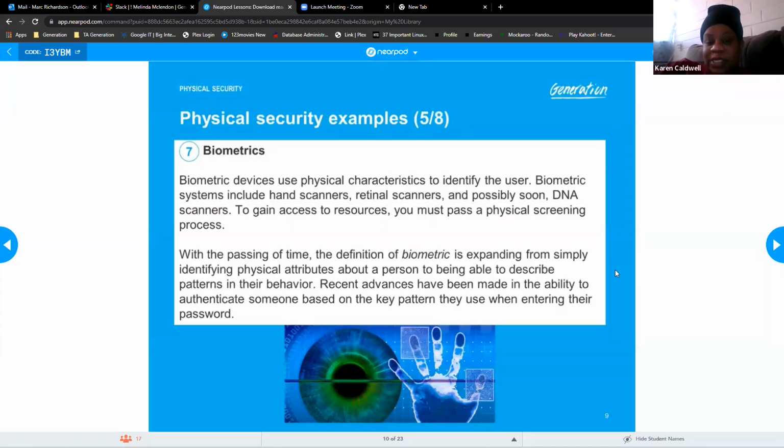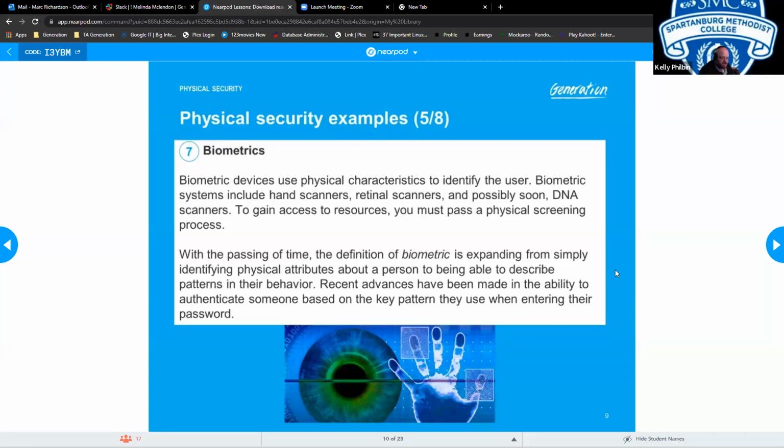Because I'm seeing what this is saying, the attributes about a person to being able to describe patterns in their behavior. You know, that would make it another layer of security, because you can have a person that's actually being kidnapped and used for their, I'm going off on my crime scene stuff now, but being kidnapped and being used to gain entry to a place. But if their behavior is off, that would throw it off too. So that makes sense.